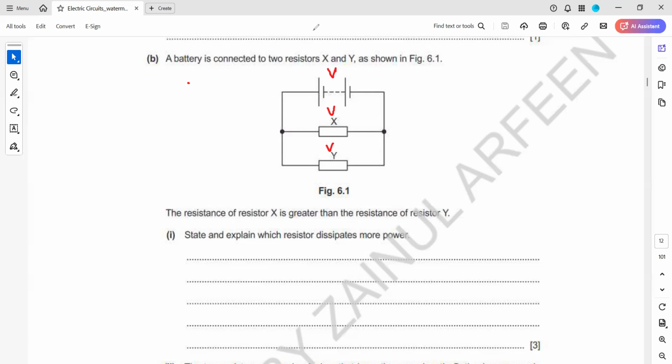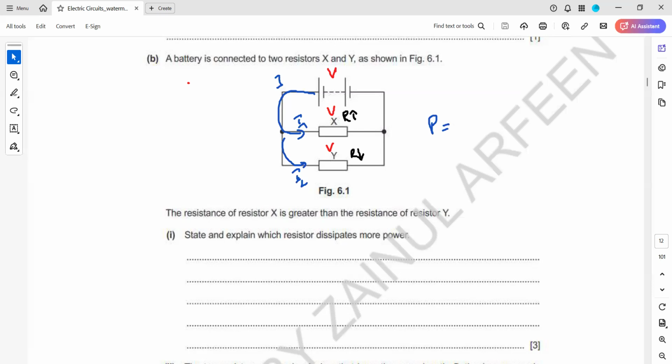Now, they already mentioned that the resistance of X is greater than the resistance of Y. So when the current flows, current always flows through the least resistive path. So if the total current was I, it will divide into I1 and I2. And we have the formula for power. We can use any formula: P is equal to VI, or P is equal to I square R, or P is equal to V square over R.